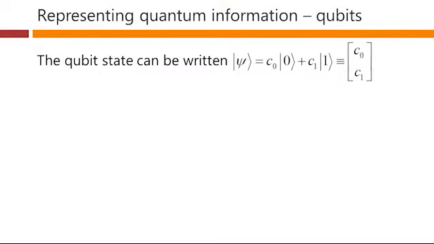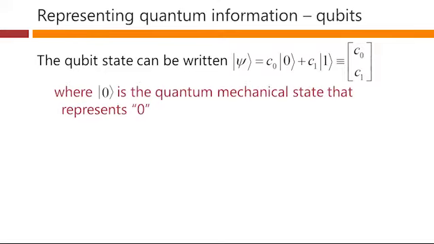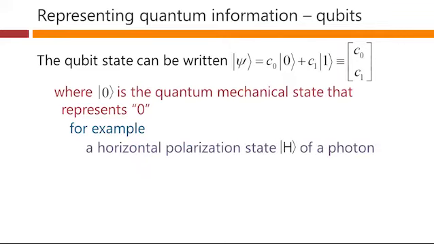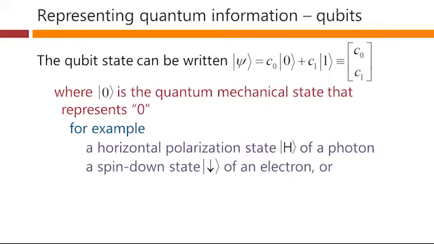So we could write a qubit state in the following form. We could call the state psi, if we like, and write it like this. And here, 0 would be the quantum mechanical state that is representing 0, or logic 0, if you like. For example, it could be a horizontal polarization state H of a photon, or perhaps it could be a spin-down state of an electron, or possibly a ground state, G, for example, of an atom.